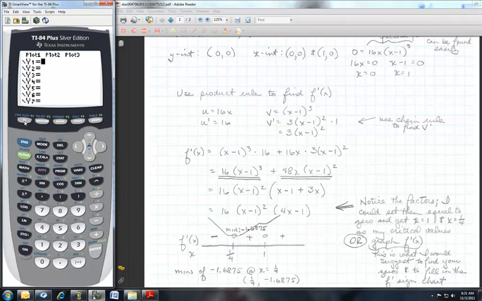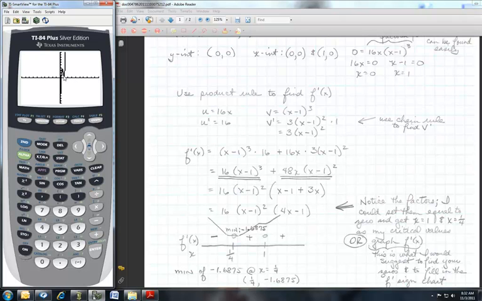Let me go to y equals 16 parentheses x minus 1 quantity squared parentheses 4x minus 1. Now, you also might try this line and see if it's not the exact same curve. So let me do zoom 6, see what I can see.